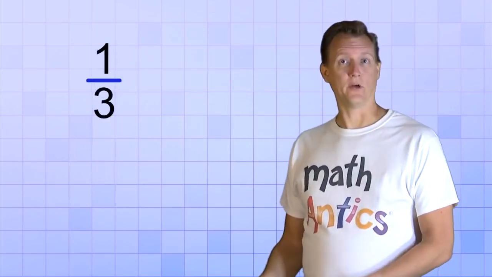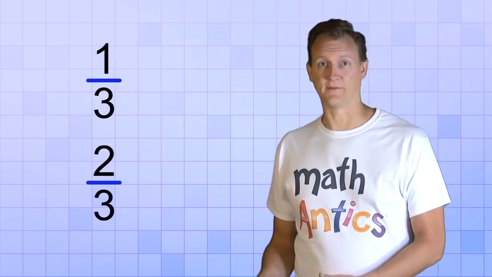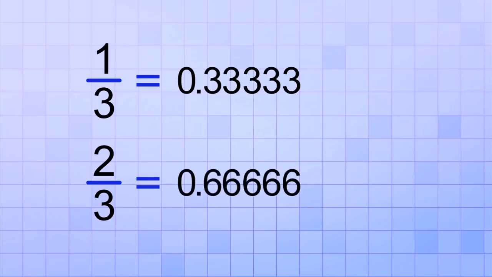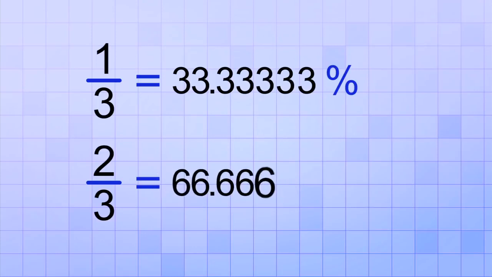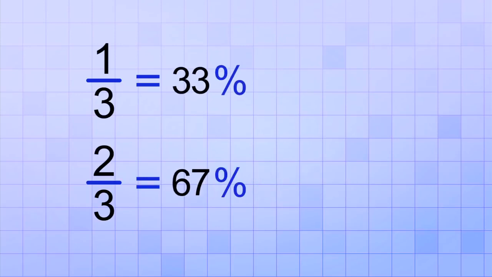The fractions 1/3 and 2/3 are also really common, but their equivalent percents are a little different. And that's because those fractions have repeating decimal values, 0.33333 and so on, and 0.66666 and so on, which means that the percents are also repeating. 1/3 is 33.33333%, and 2/3 is 66.66666%. But you can usually just round them off to 33% and 67%.